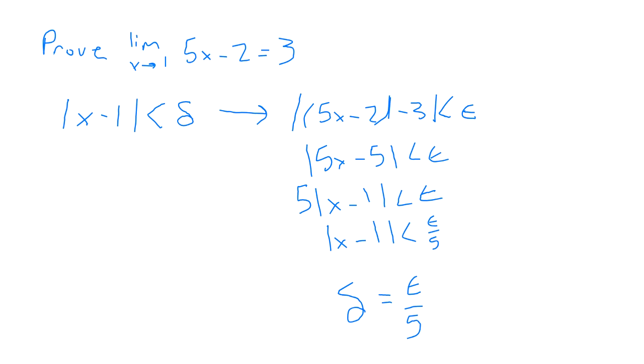So we're assuming that delta equals epsilon over 5. Let's rewrite our question right up here.